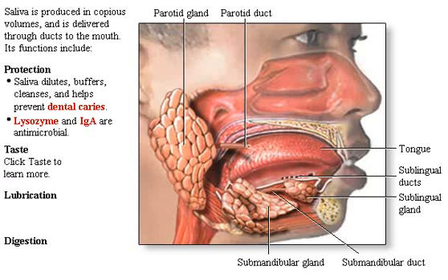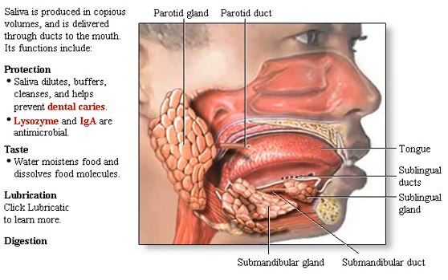Click Taste to learn more. Water is the primary component of saliva. It moistens food for swallowing and dissolves food molecules. The sensation of taste requires molecules to be in solution. Click Lubrication to learn more. Mucus lubricates food particles, making them easier to swallow. Click Digestion to learn more.